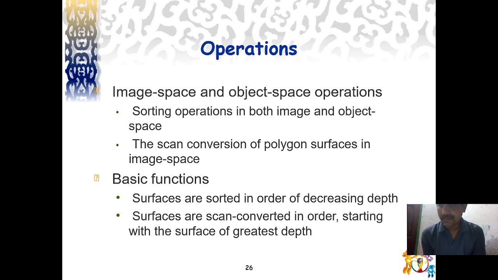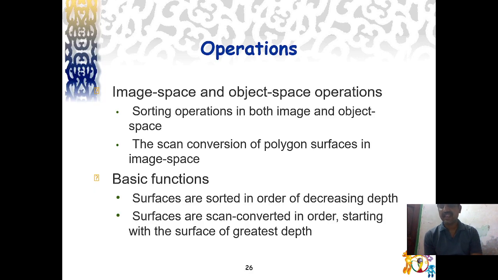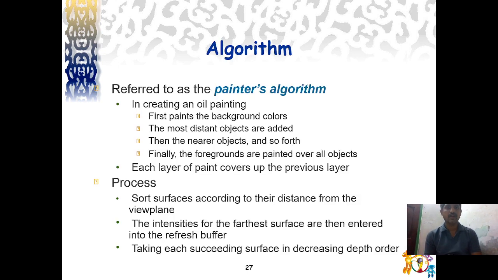So we perform these basic functions first in the depth sorting algorithm, and it's also called the painter's algorithm. So another name for the depth sorting method is the painter's algorithm. Okay, see how we can say it is a painter's algorithm. It is referred to as the painter's algorithm.